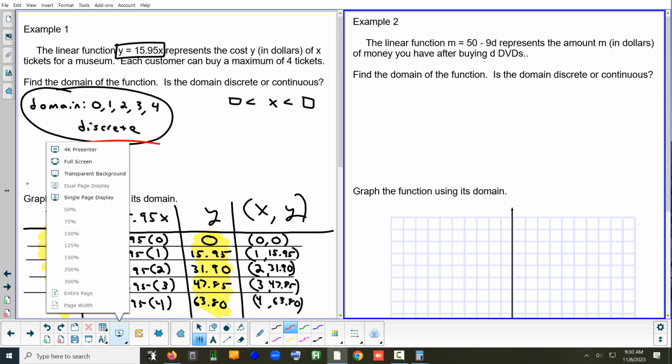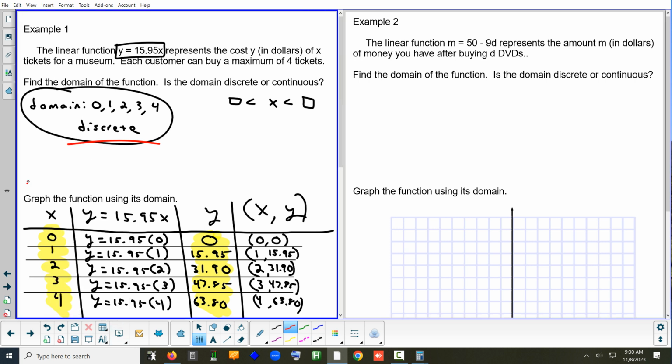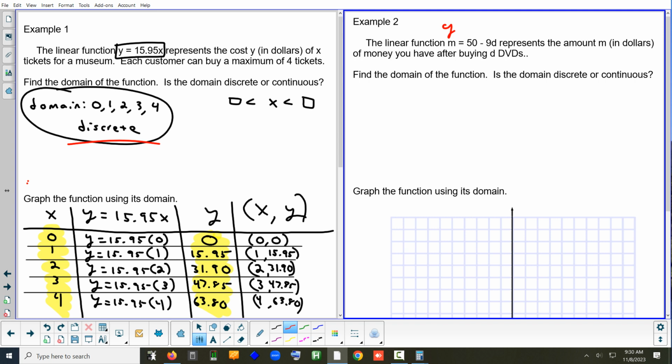So what I can do is I can leave that up so you can see how to do it. What's that? Is the domain a 9? Well, the domain is going to be the numbers that you plug in for X. So it'll be a list separated with commas. So the domain is the number of DVDs that you can buy. So this is like your Y. And the D is like your X. They're just using a different letter because I think D stands for DVD and I think M stands for money. But you're going to do it exactly like you did that one.